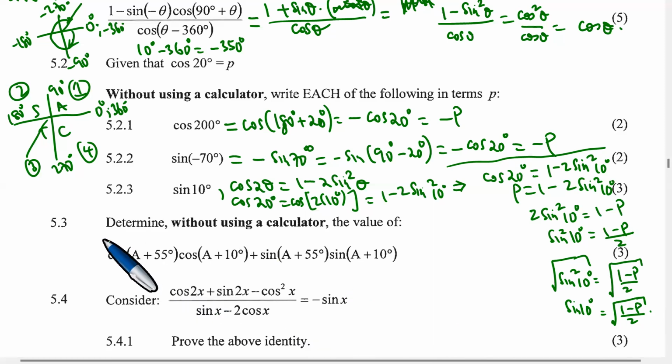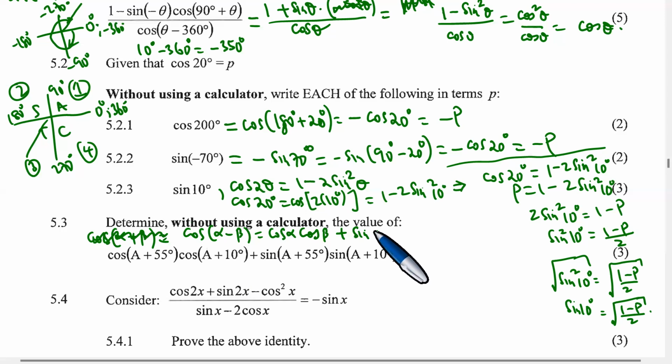Okay, now there's another identity we use. Like if it's cosine, cosine, sine, sine, we know that we use the identity cosine alpha plus beta. That is normally at the back of the matric paper. Right, obviously we use the one with the minus. We use the cosine of alpha minus beta. So this is the same as cosine alpha, cosine beta. If it's minus here, it becomes a plus, sine alpha, sine beta.